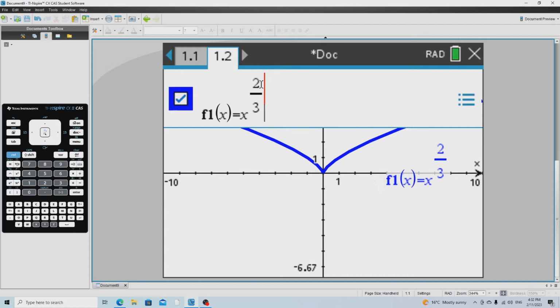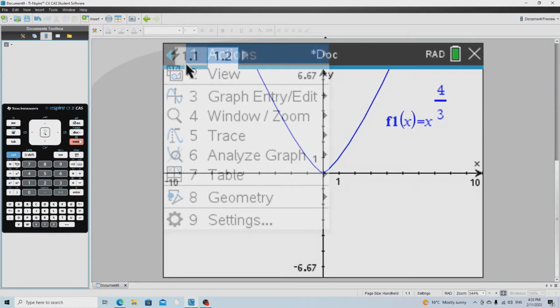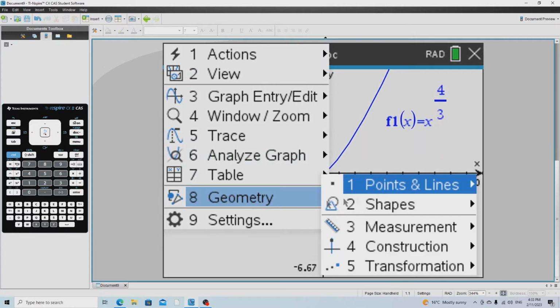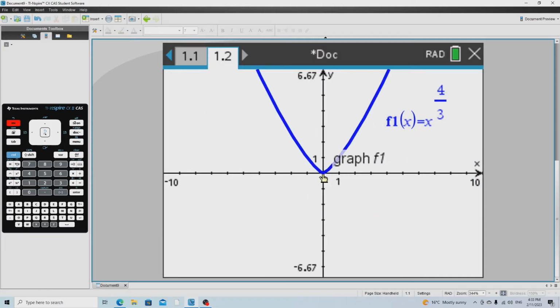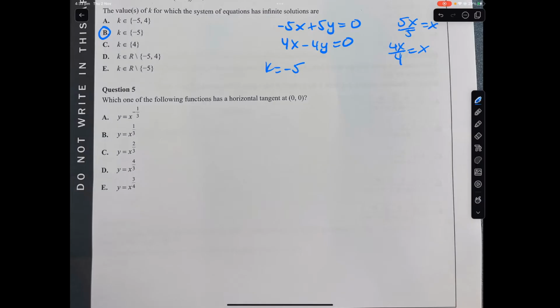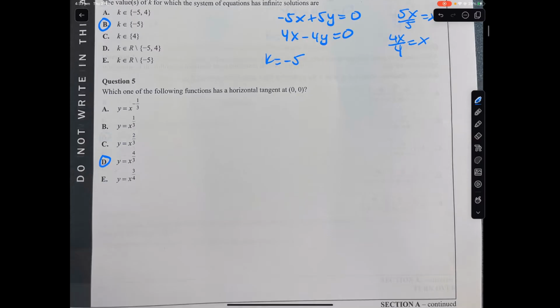Next one is 4/3. If I put a 4 here, we get this. So let's double check. Geometry, points on line, tangent. Aha! It is a horizontal tangent. So yes, x equals that. So D should be the answer for that.